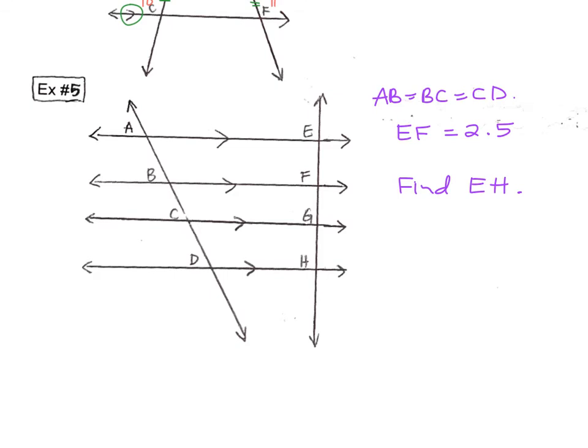7.5. How'd you get it? Because we know AB, BC, and CD are equal, that means EF, FG, GH will be equal. Right. Add 2.5 to itself, then do that again.